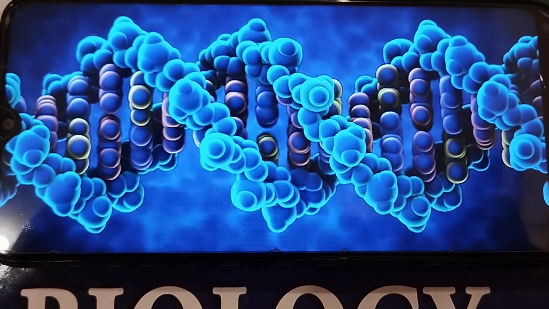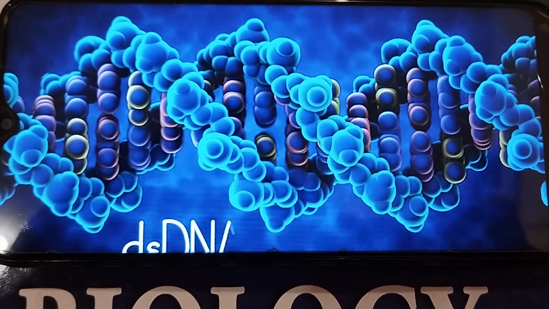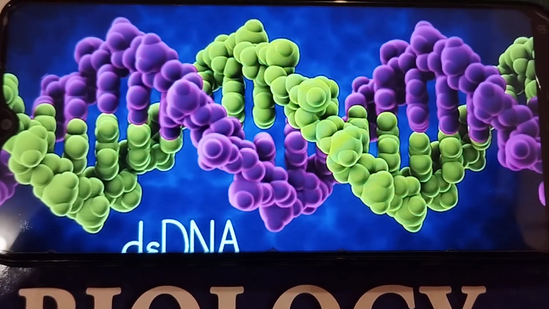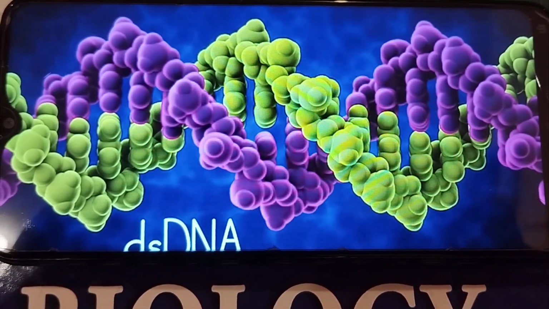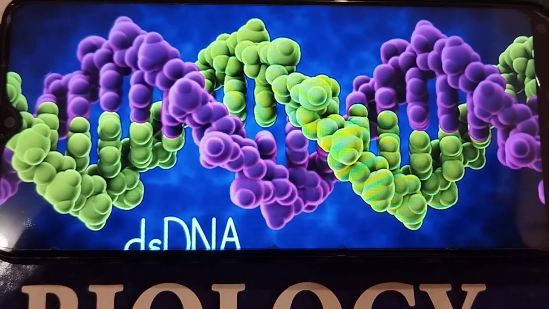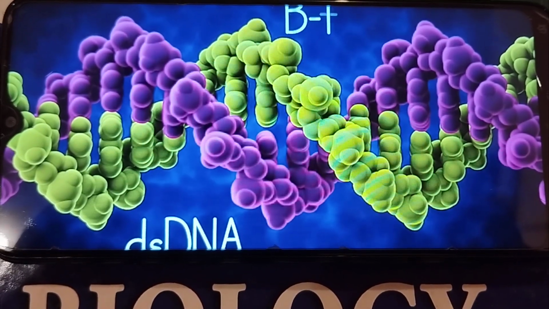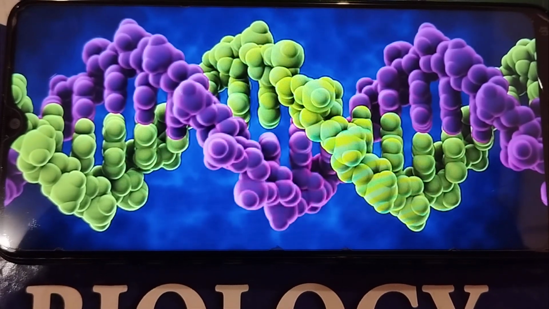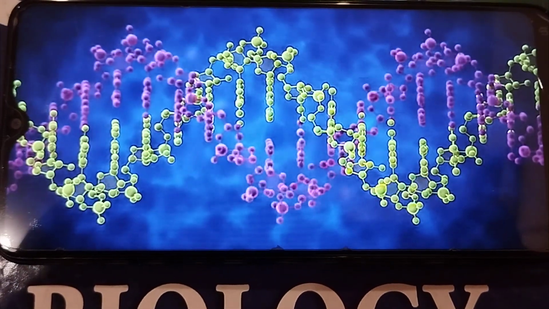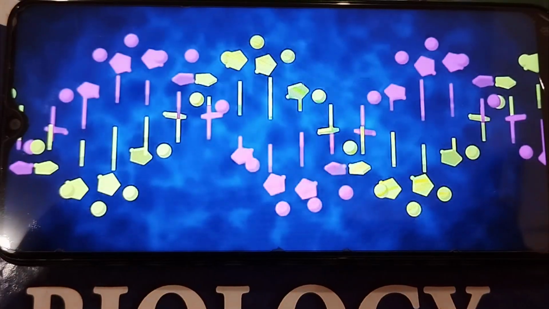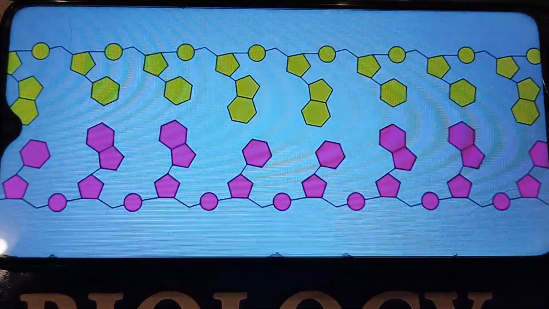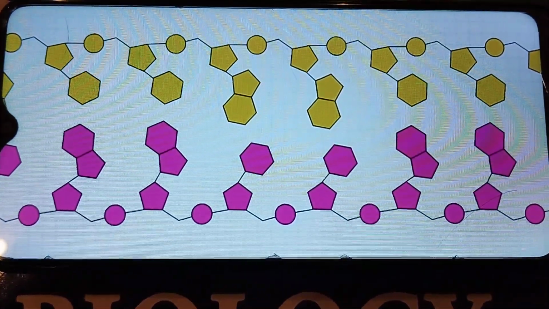Inside the cell, you will most commonly find double-stranded DNA, in which two strands intertwine to form a double helix. The most common form of the DNA double helix, which is what we will discuss here, is also called B-form DNA. Now, let's move to a more simplified representation of DNA to discuss the details. We can unwind the double helix like this, so that we can see the chemical structure inside.